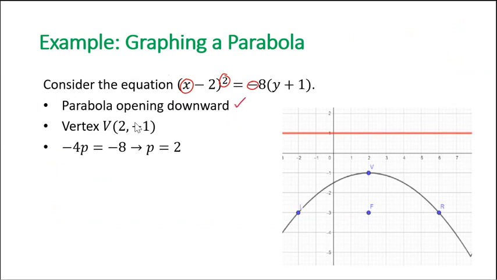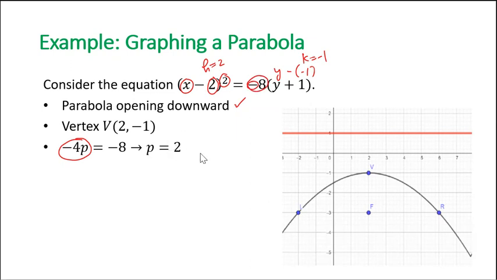And then the vertex will be 2 comma negative 1 because here h is equal to 2, while since this factor is y plus 1, this can be written as y minus negative 1, which indicates that k is equal to negative 1. And then we solve for the value of p. Since the parabola opens downward, we shall use negative 4 times p and equate it with negative 8. So this indicates that p is equal to 2.